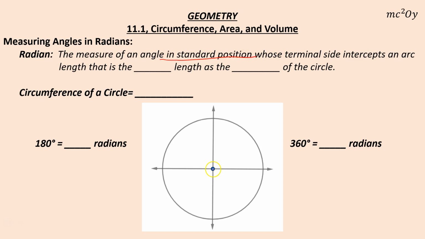In standard position, that means if I have a circle with an XY coordinate plane here, and I set a ray that goes from the center of the circle out on the x-axis, that is called standard position. You'll talk more about this when you start studying trigonometry, but I'm going to use the same terminology right now. So standard position, whose terminal side, well, that means I start rotating this angle. A terminal side means an ending side of the angle. So that would be my terminal side here.